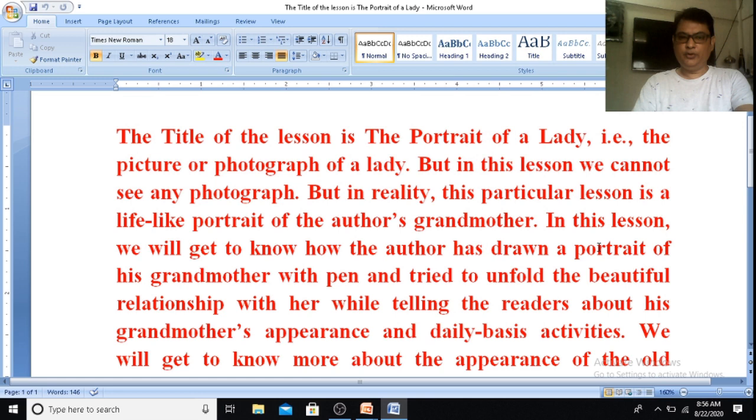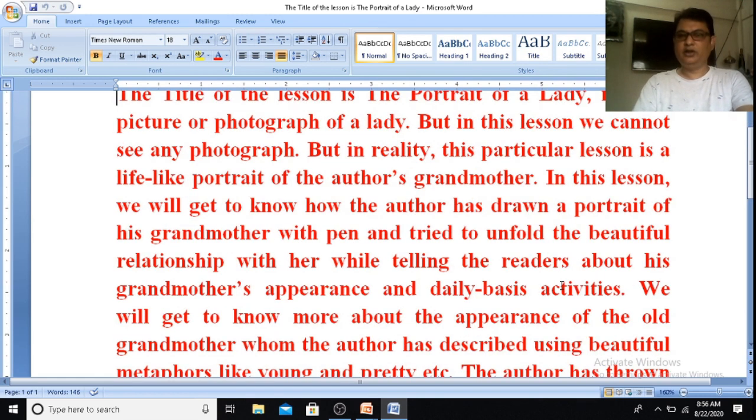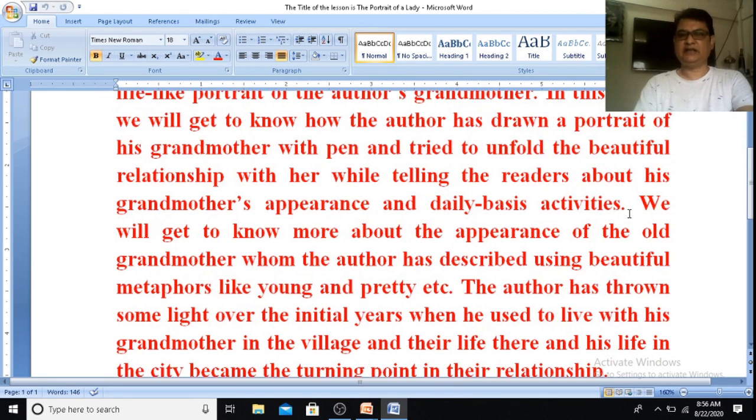In this lesson, we will get to know how the author has drawn a portrait of his grandmother with pen and tried to unfold the beautiful relationship with her while telling the readers about his grandmother's appearance and daily activities. We will get to know more about the appearance of the old grandmother whom the author has described using beautiful metaphors like young and pretty, etc.